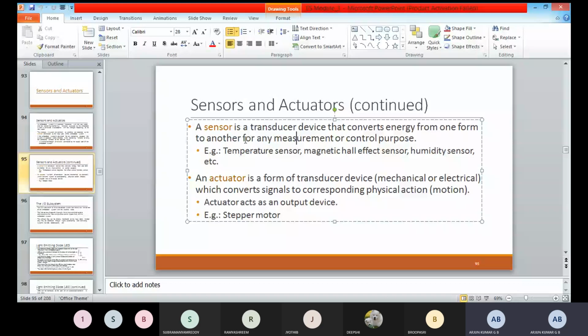Similarly, the actuator is also a transducer, an electromechanical transducer. They do some corresponding physical action, a motion action, to open, close, or move backward, forward, like that. The actuator acts as the output device, for example to the stepper motor, to control some devices. These are the actuators.